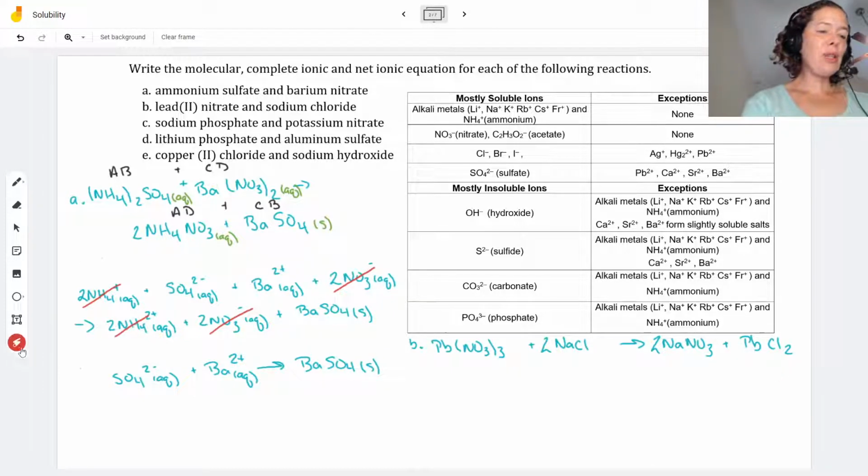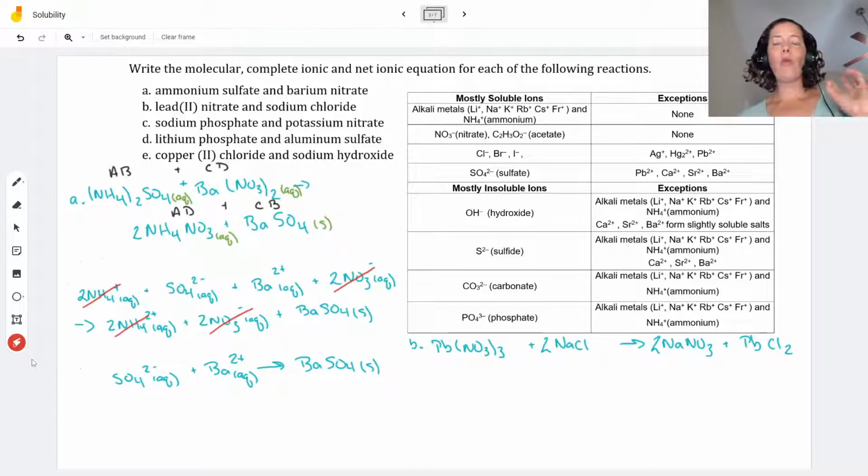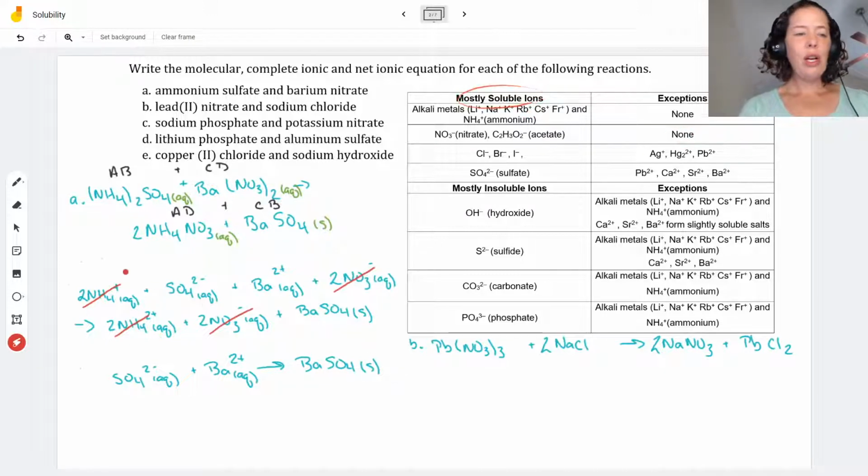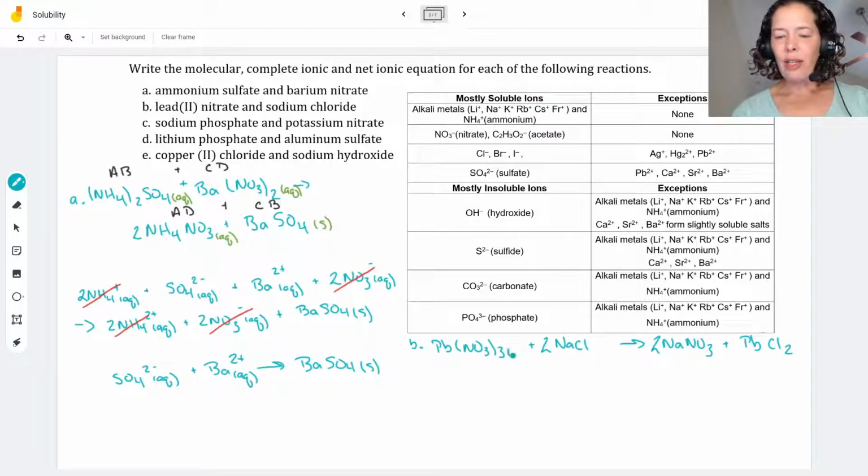Now to check my solubility rules and decide what is going to be aqueous and what is going to be solid, if anything. Okay, so looking at lead nitrate first. There's not really going to be a rule for lead, although you'll see there are exceptions for lead. So let's go for nitrates. So nitrates, again, there are no exceptions. They are soluble.